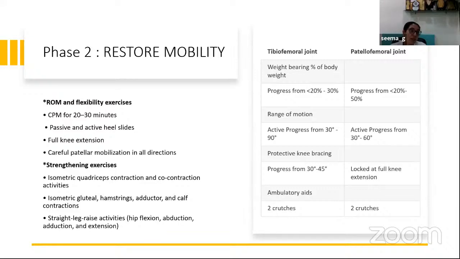But rest of the things what we see, whenever the knee is braced, it is in full knee extension still. And the CPM is given passive, active heel slides, it started. And one is off the brace when you are doing the physiotherapy. Now we start with careful patellar mobilization. It's very, very important that patellar mobility has to be maintained throughout. So initially, from the very beginning, the patellar mobility is taught to the patient as well as physiotherapist regularly performs it in all the directions. Along with that, strengthening exercise of quadriceps, gluteal, hamstrings, adductor, calf, all is done. And straight leg raising in all 4 directions can be given.